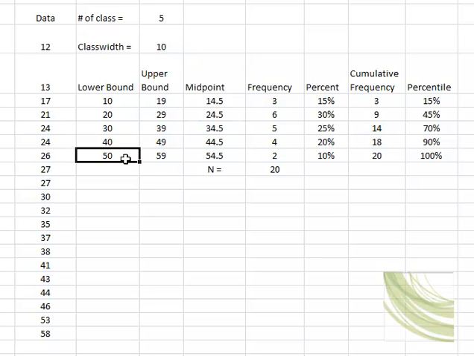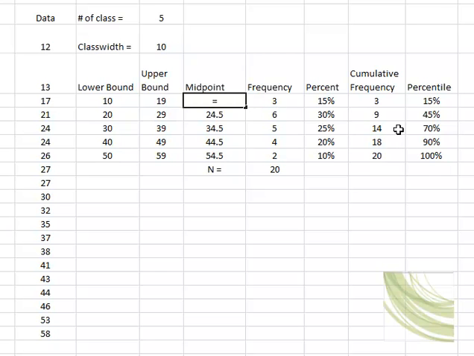Now after we have the lower bounds, then we can check the upper bounds. So the upper bound of the first class is 19, because 20 minus 1 is 19. And then 19 plus 10 is 29. Then 39, 49, 59. So now we have lower bound and upper bound for each class. The next, we compute the midpoint. So the midpoint is upper bound plus lower bound divided by 2.